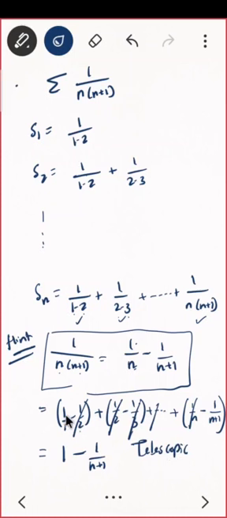Telescope, that is, I'm seeing from here, I'm getting the last value directly. This is a telescopic series. I'll talk about it later. Let us just see. Correct. So what is my Sn now? This is 1 minus 1 upon n plus 1. So whether Sn is convergent or divergent, that is the next question.